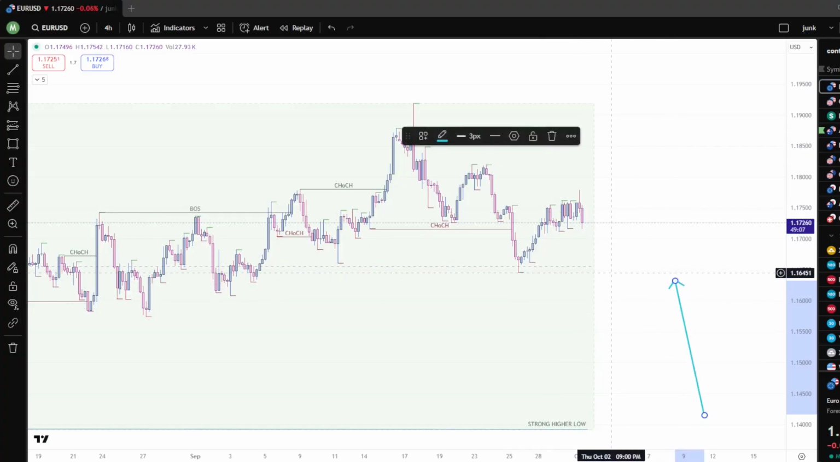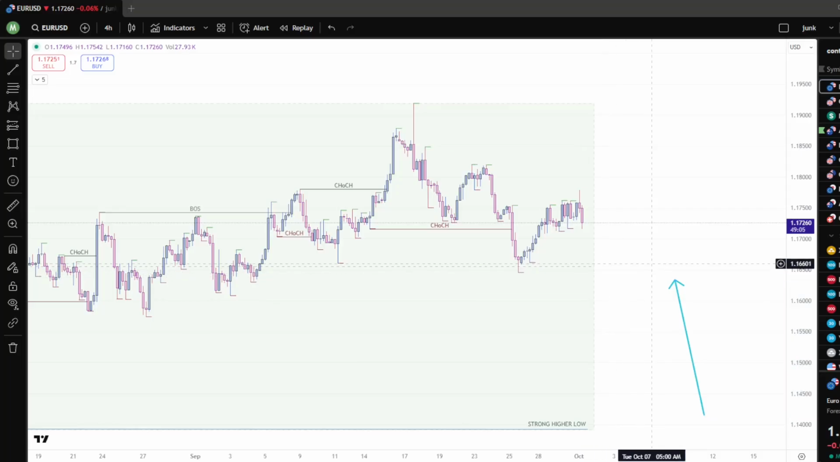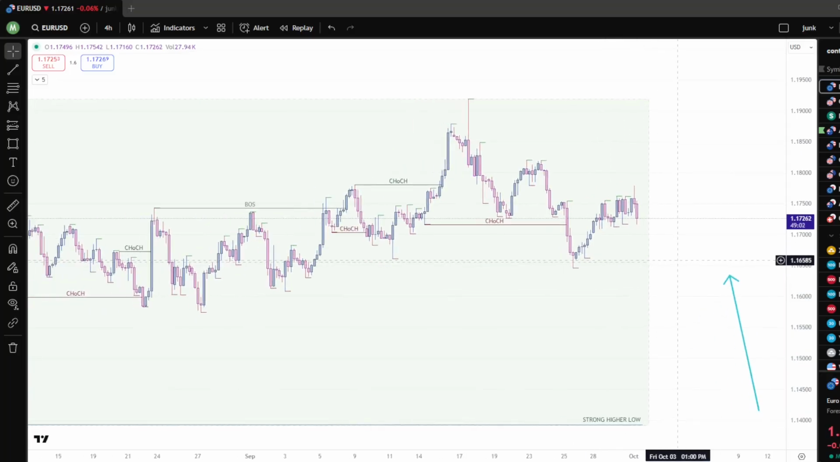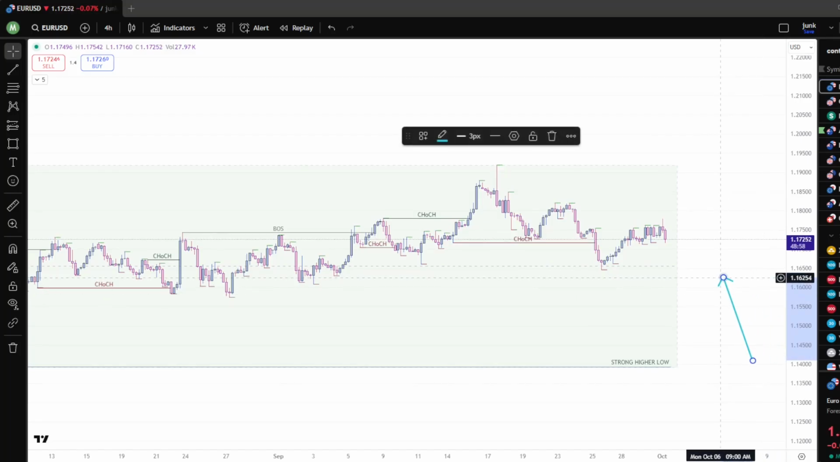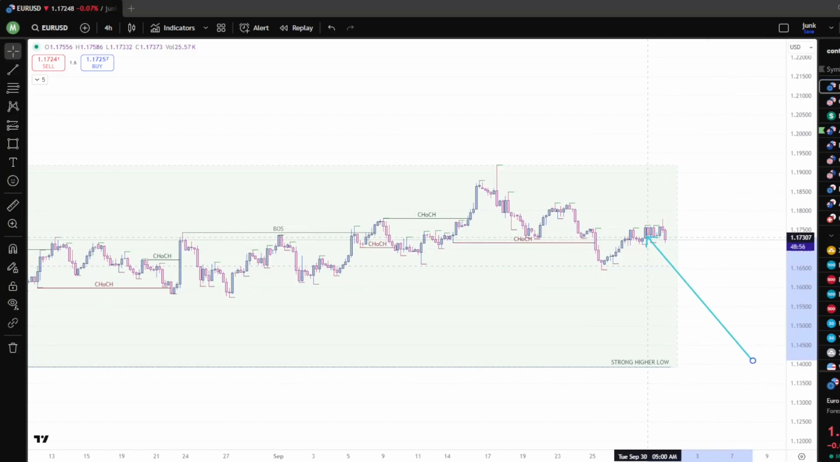I know there's a lot of job information coming out. Also, the government shutdown. It could cause markets to shift overnight, but we're going to see the eventual outcome of that. If the dollar does get weaker, then we can expect this to target the highs of the overall range, take out the liquidity of these highs, and continue price in a higher direction.